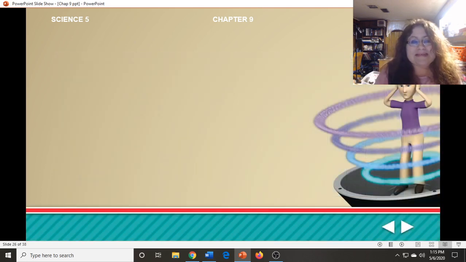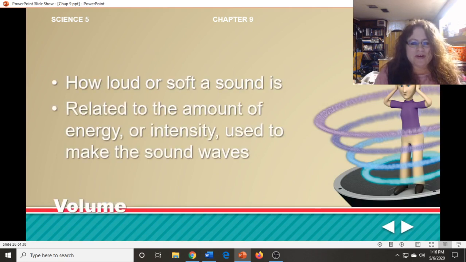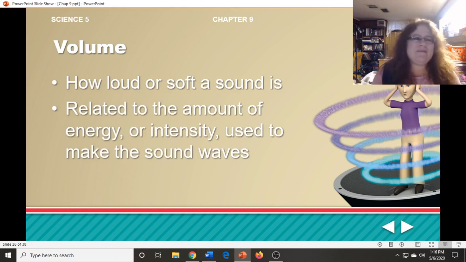Now, that brings us to today's lesson. Look at page 226. The first term we're going to talk about is volume, and this is a pretty easy term to understand because it's something that we use all the time. You might say, turn the volume down because the TV or the radio is too loud. All right, following along with me, page 226.